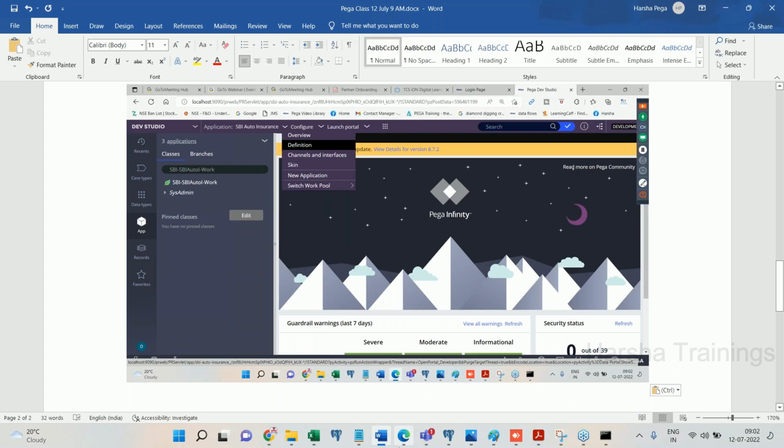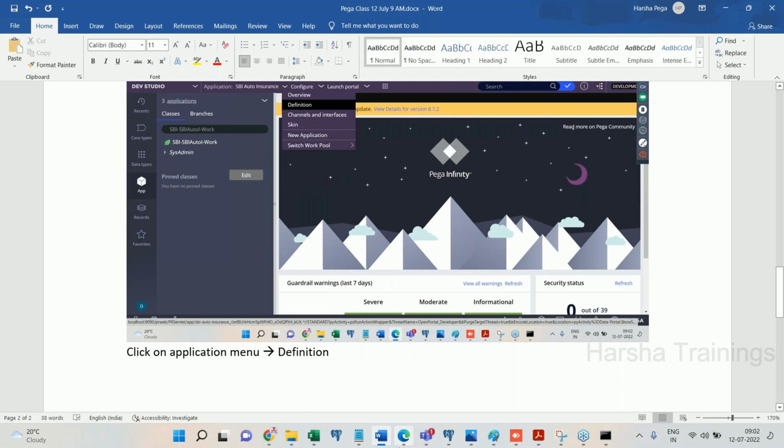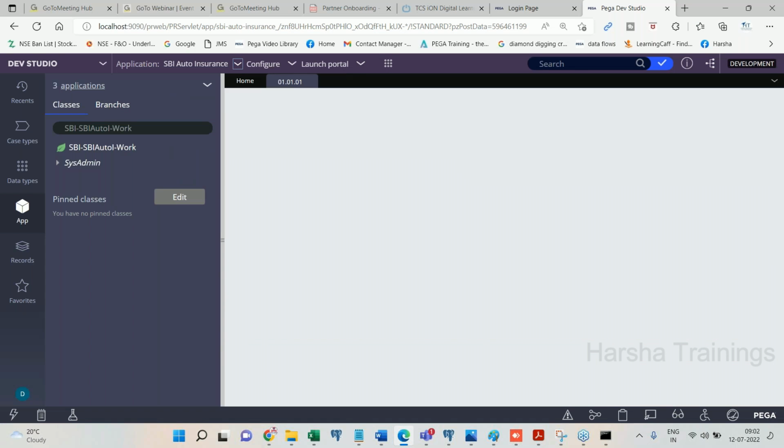Click on the application menu and then choose Definition. Going through this Definition, it opens the implementation application details. Let me click on that. Okay, let it get loaded.